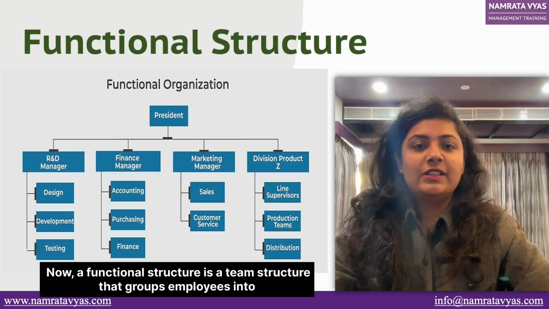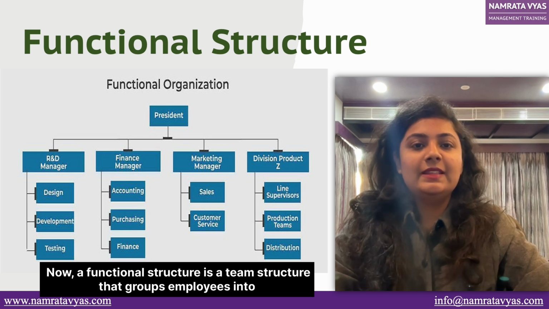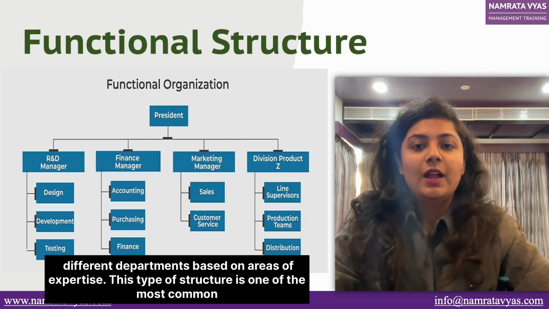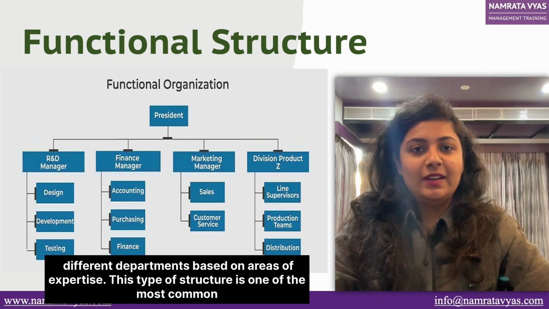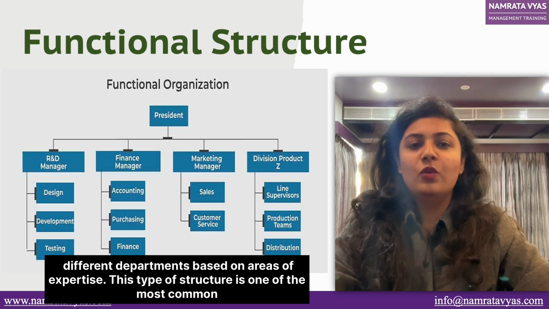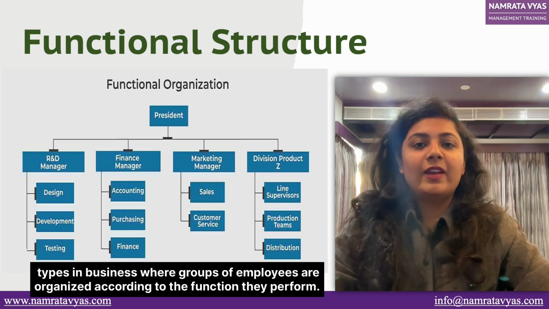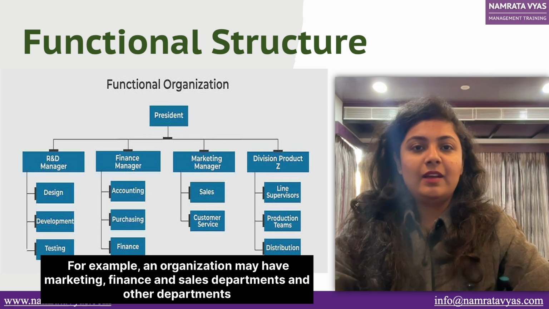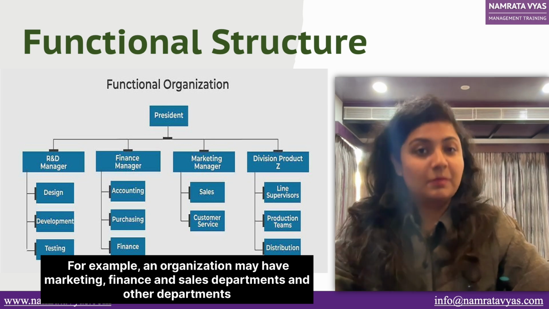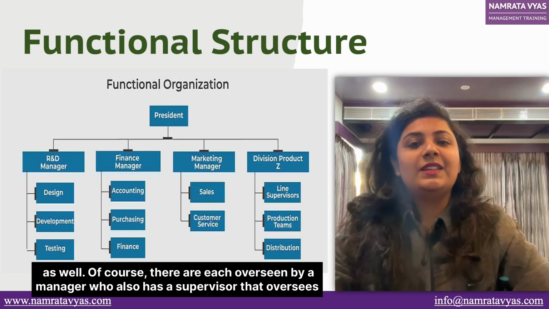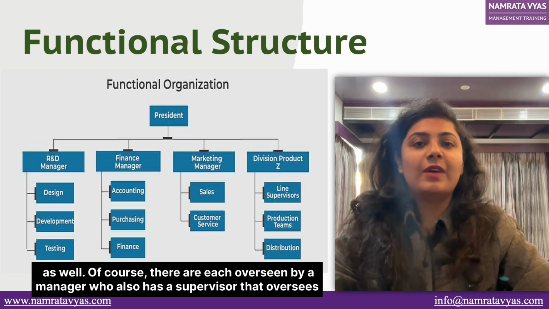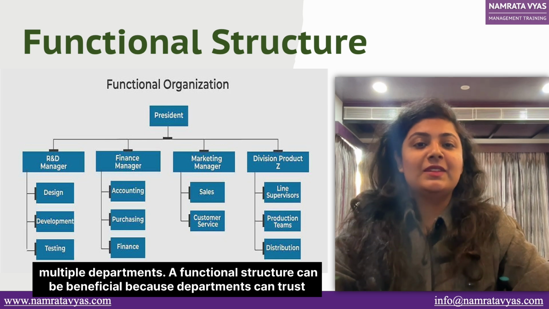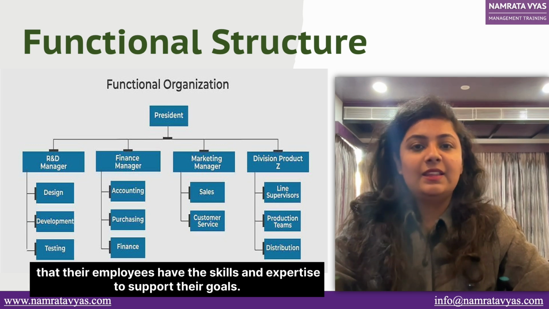Now, next is functional structure. A functional structure is a team structure that groups employees into different departments based on areas of expertise. This type of structure is one of the most common types in business, where groups of employees are organized according to the function they perform. For example, an organization may have marketing, finance, and sales departments, and other departments as well, of course, that are each overseen by a manager who also has a supervisor that oversees multiple departments. A functional structure can be beneficial because departments can trust that their employees have the skills and expertise to support their goals.